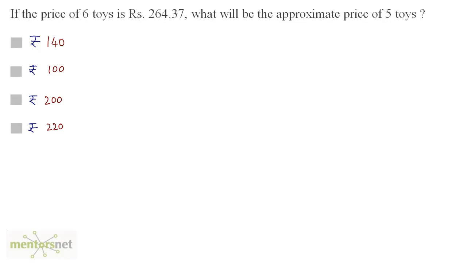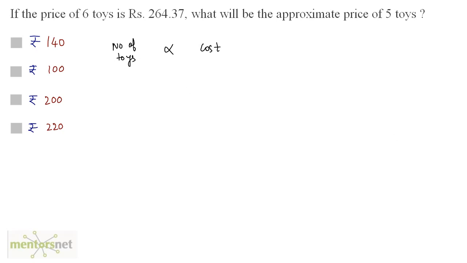If the price of 6 toys is rupees 264.37, what will be the approximate price of 5 toys? Well, again we have two quantities here. One is the number of toys and another is the cost, right? So the more the number of toys, the more will be the cost. So the number of toys is directly proportional to the cost associated, right?